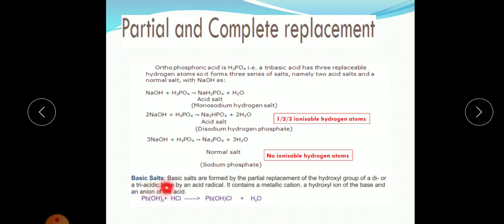Next we have got basic salt. Basic salts are formed by the partial replacement of the hydroxyl group of a di or triacidic base by an acid radical. It contains a metallic cation or hydroxyl ion of the base and an anion of the acid. Say for example, basic salts are formed by the replacement of the OH group. So we have got lead hydroxide. When it reacts with HCl, it will form Pb(OH)Cl plus water. So this salt that is formed is known as basic salt.